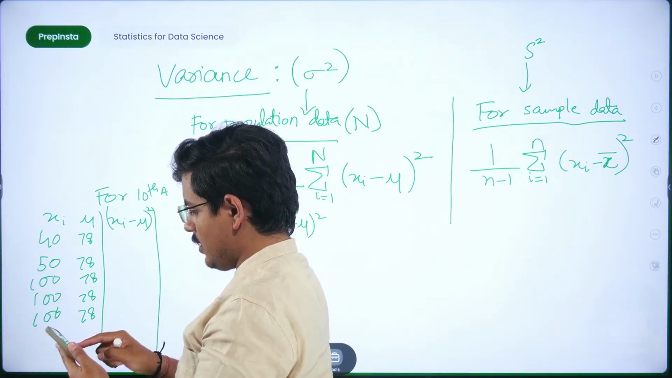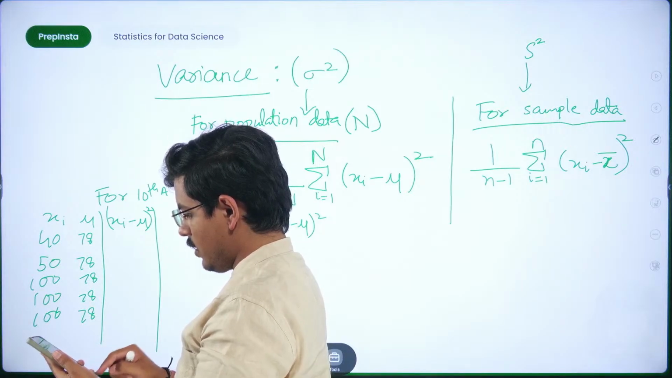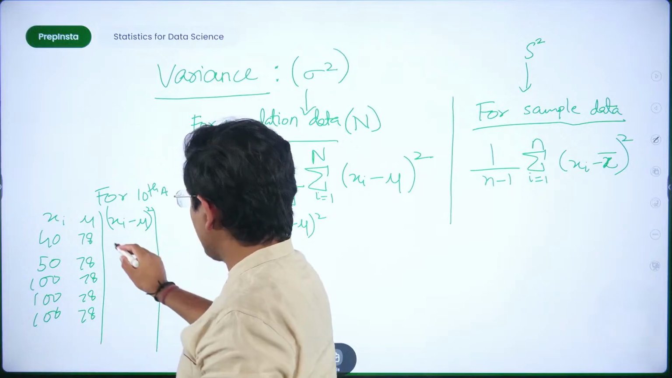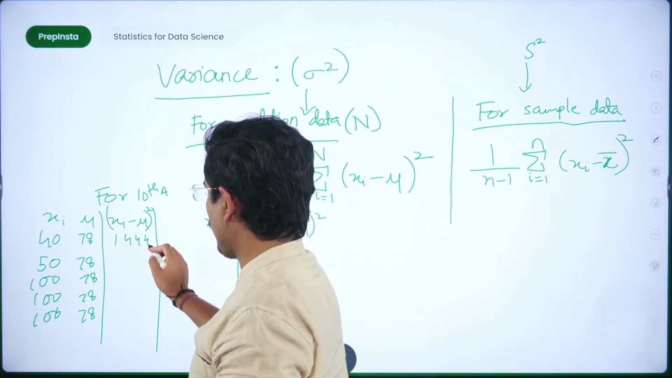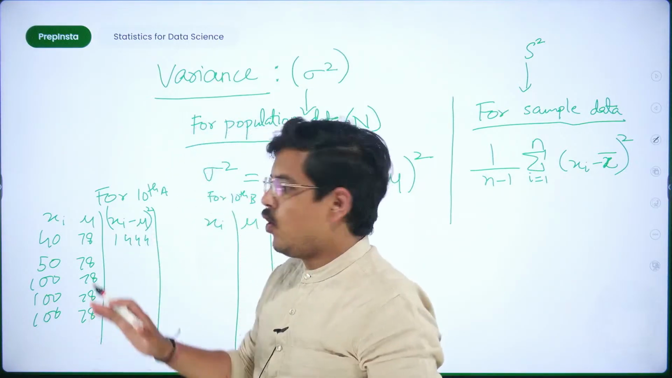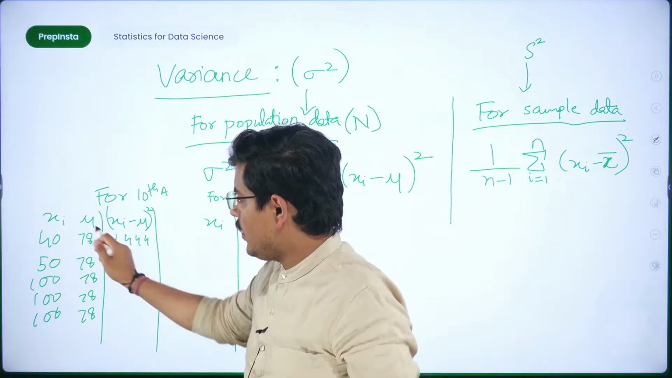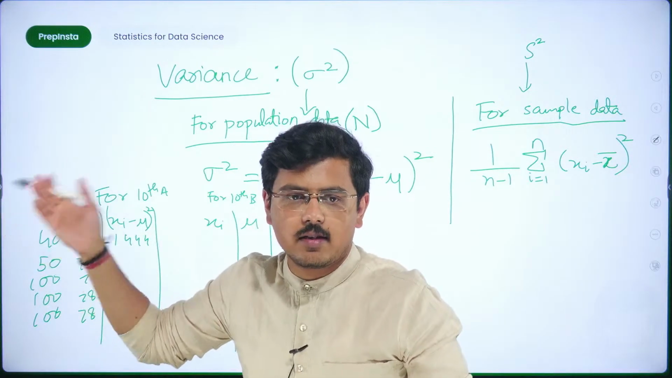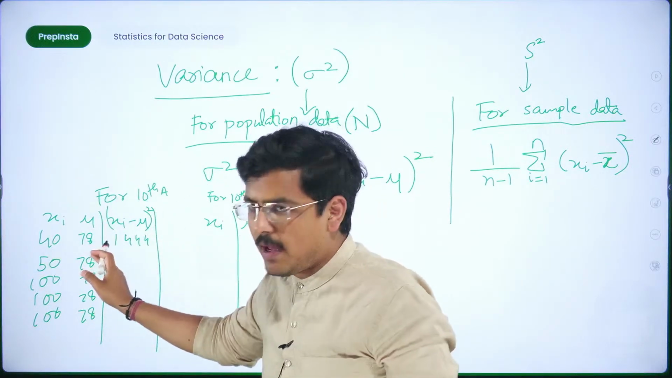And then what I'll do is, wait a minute, 78 minus 40. Yes. So I'll square it up. So this comes out to be 1,444. Now all of you who want to know how it came, the difference between them is 38. I squared 38. Okay, that is all I did. Basic maths is going on.